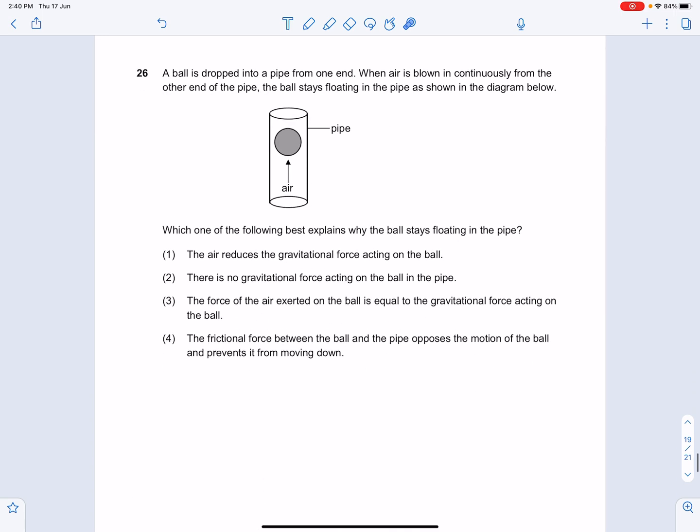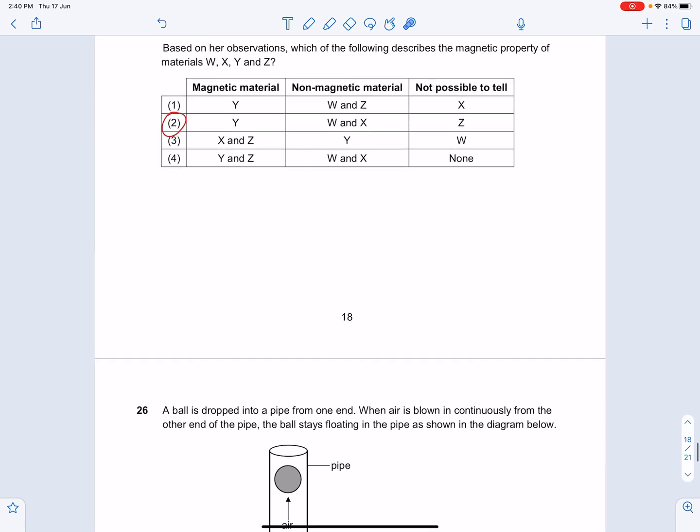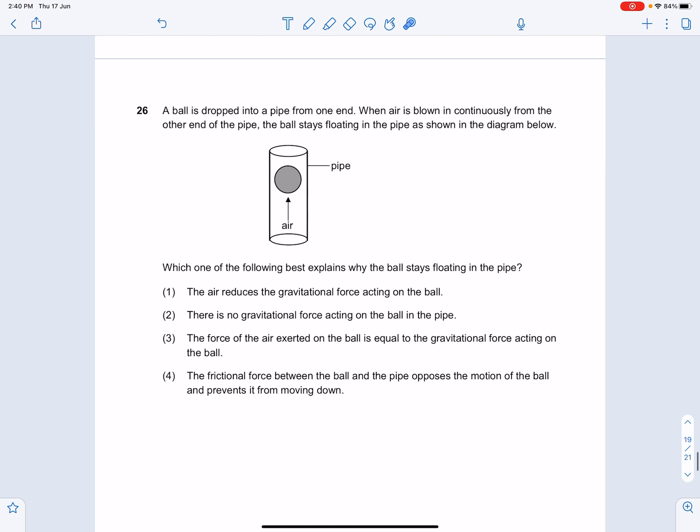Moving on to question 26. A ball is dropped into the pipe from one end. When air is blown in continuously from the other end of the pipe, the ball stays floating in the pipe as shown in the diagram. Which one of the following best explains why the ball stays afloat?